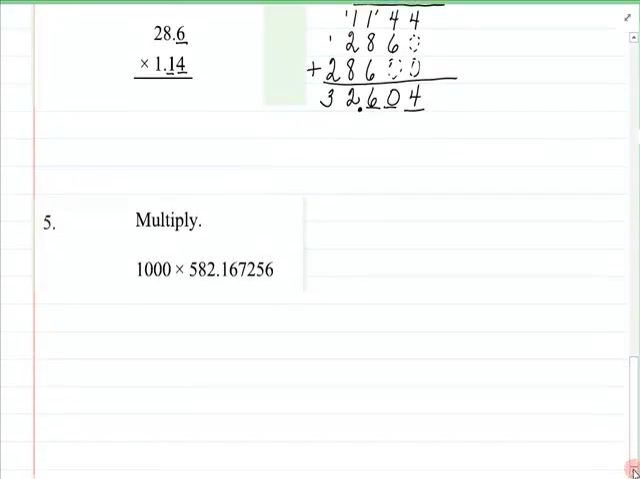Looks like on number 5 I have a shortcut again. I'm multiplying by a power of 10. I'm multiplying by 1,000. That's 3 zeros. That means 3 decimal places. My decimal point will move 1, 2, 3, and my answer is 582,167.256. So it is 582,167 and 256 thousandths. That's a big long number to read. All right, if you will practice multiplication of decimals.